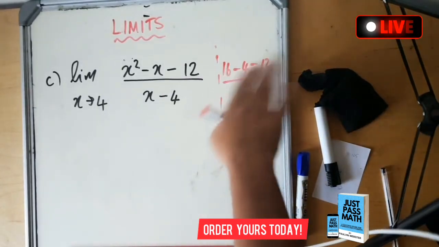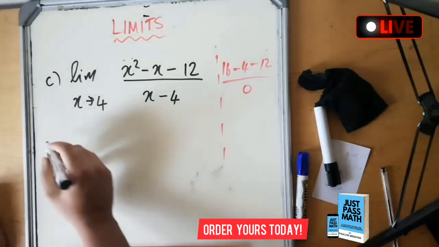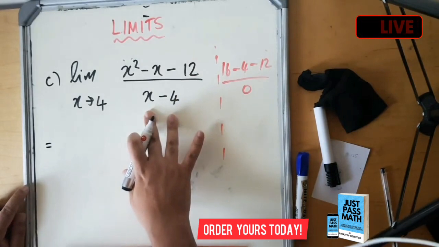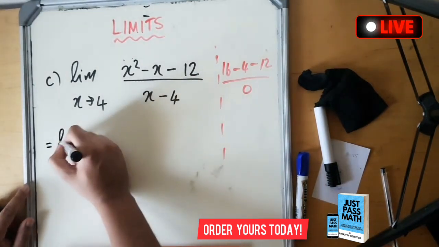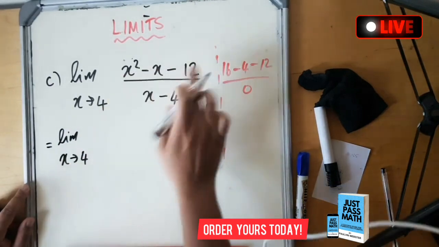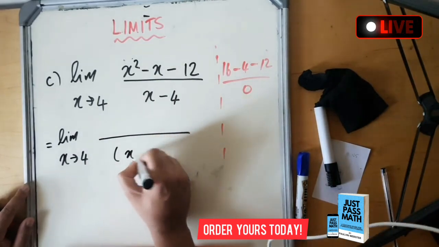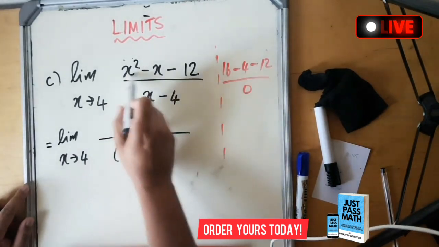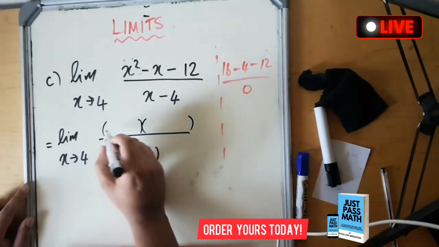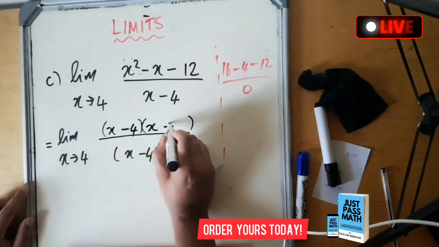So I'm not going to even bother simplifying the top. But I can see that I can actually factorize the top, and maybe it will cancel with the bottom one. I'm not sure, so let's see. It's the limit as x tends towards 4, and I'm going to factorize this. The bottom is going to remain the same, x minus 4. At the top it's a quadratic, so that means 2 brackets: x minus 4 and x plus 3.